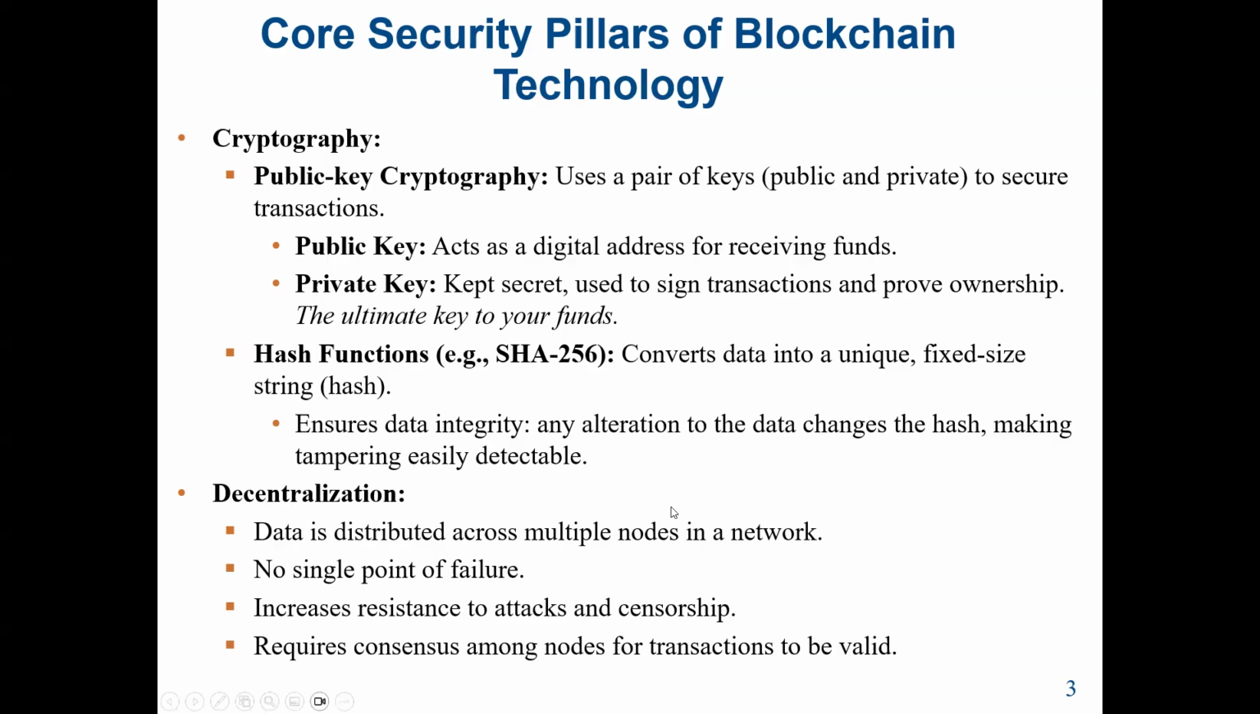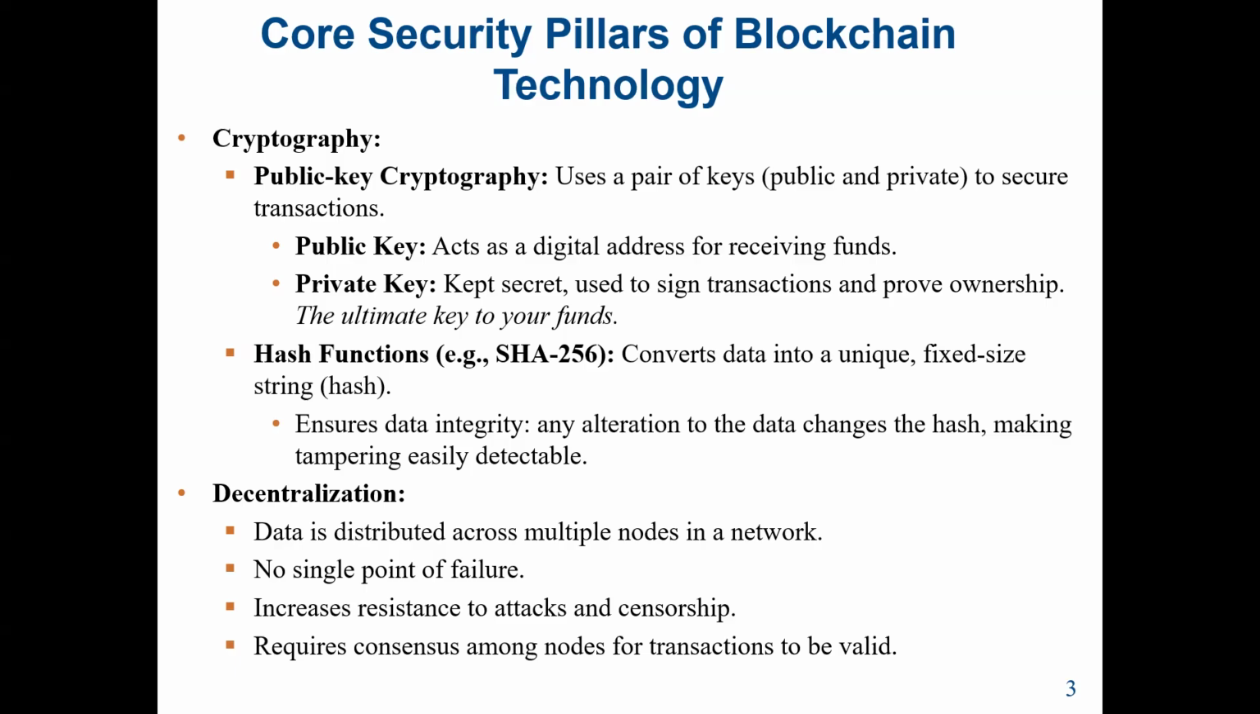The next technology we should know is hash functions. A hash function example here is SHA-256 for Bitcoin. It normally converts data into a unique fixed-size string, which we call the hash. So a hash function takes an input, data of any size, and also produces a fixed-size unique output, which we call the hash.